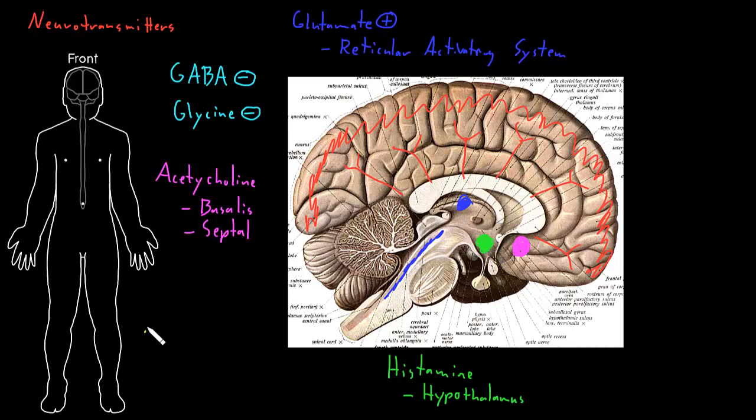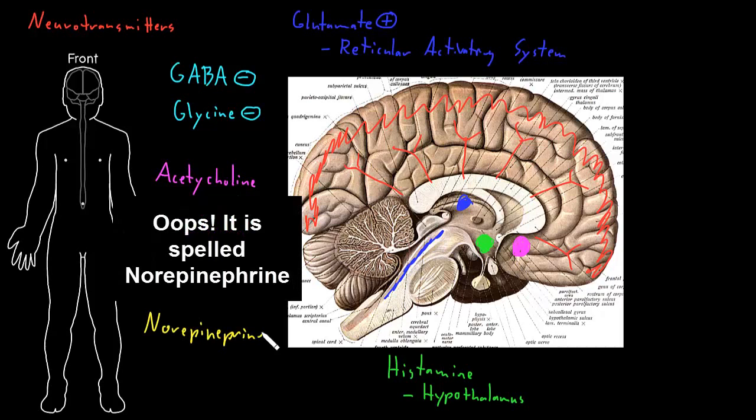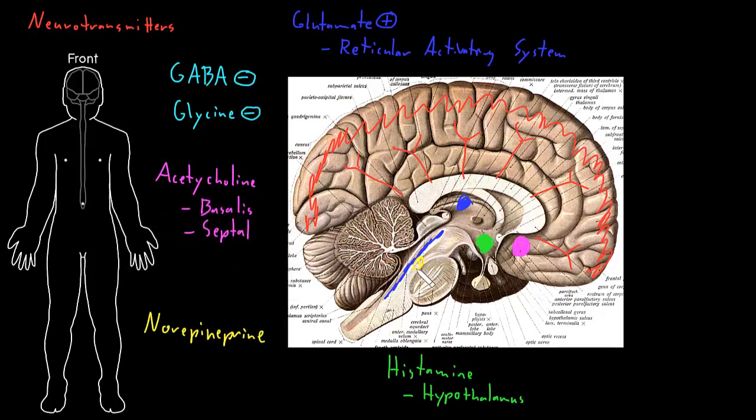Next is norepinephrine. And there's an area here in the pons where there are a bunch of neurons that send diffuse projections of norepinephrine up to the cerebral cortex. And that area is called the locus coeruleus. And I've seen a few different ways of spelling this, but this is the one I'm familiar with. I'm sure any of them are fine.